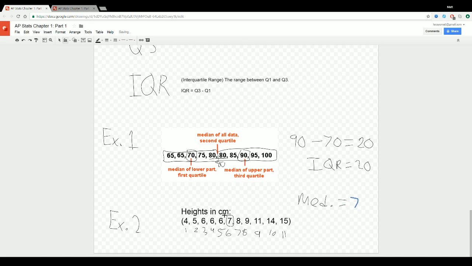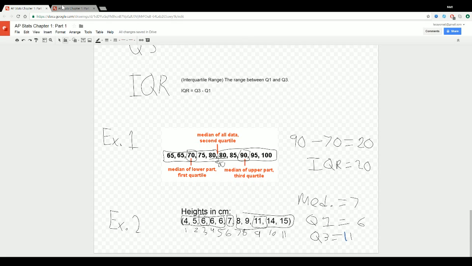Then we look at all the data to the left to calculate the first quartile, and we'll see that quartile 1 is 6. When you look at all the data to the right, you see that quartile 3 is 11. So lastly, IQR is equal to 11 minus 6, or 5.